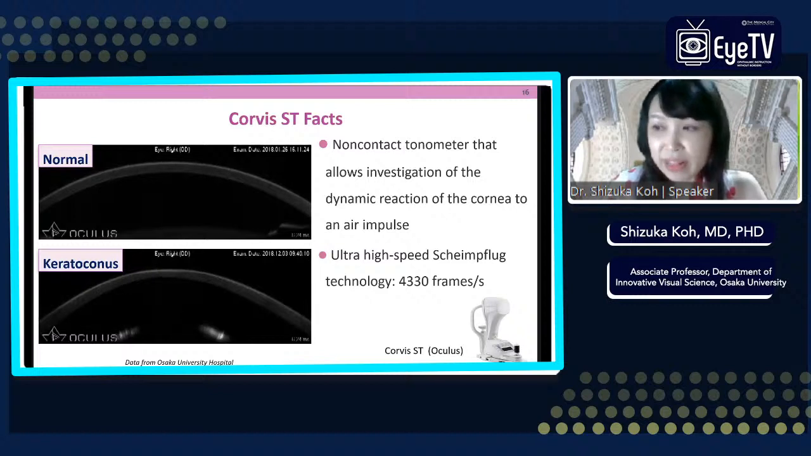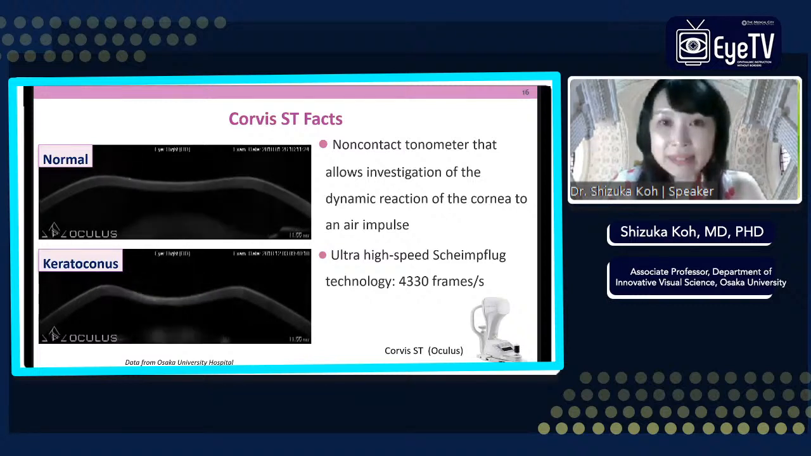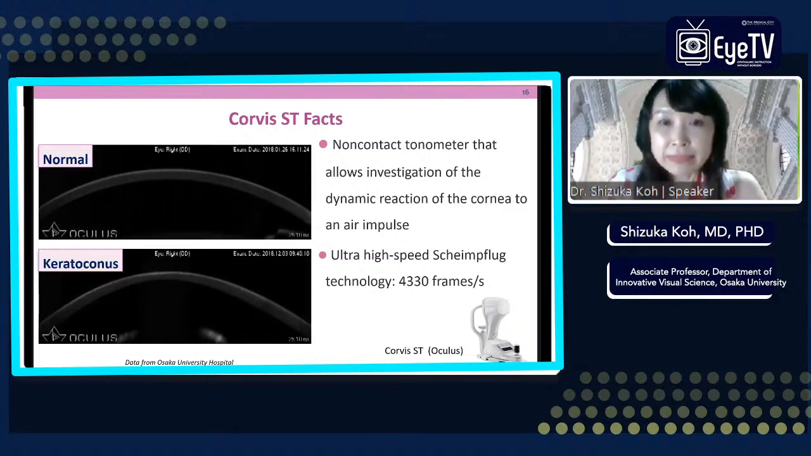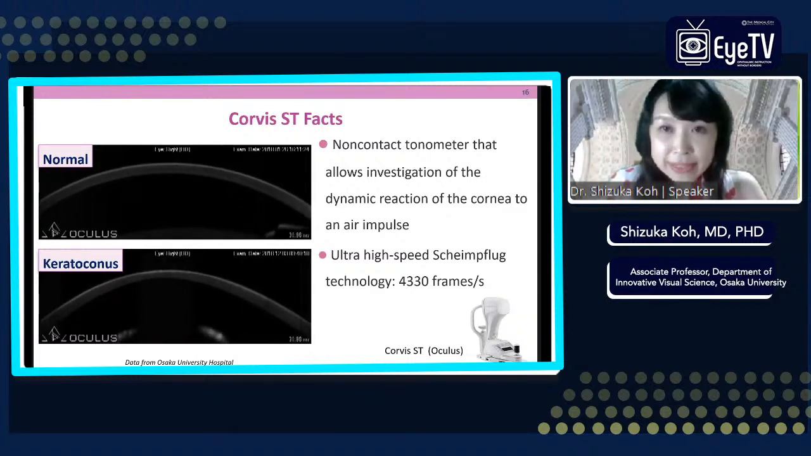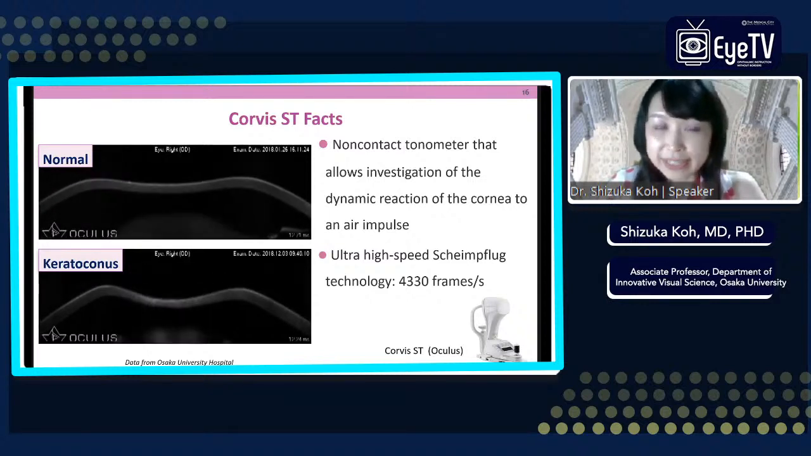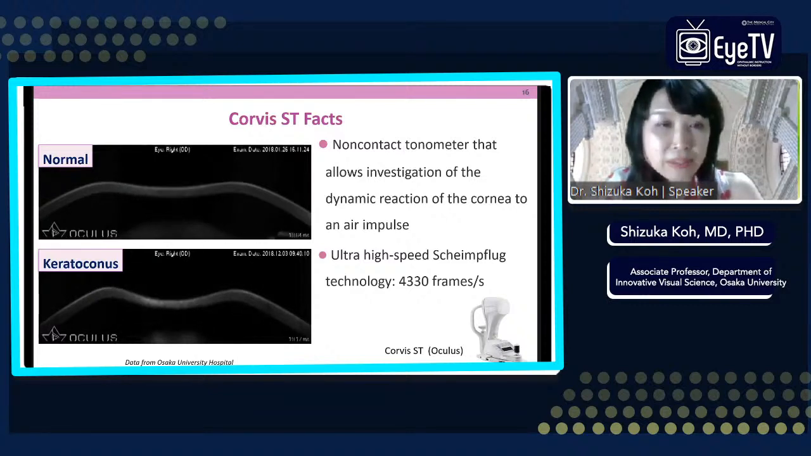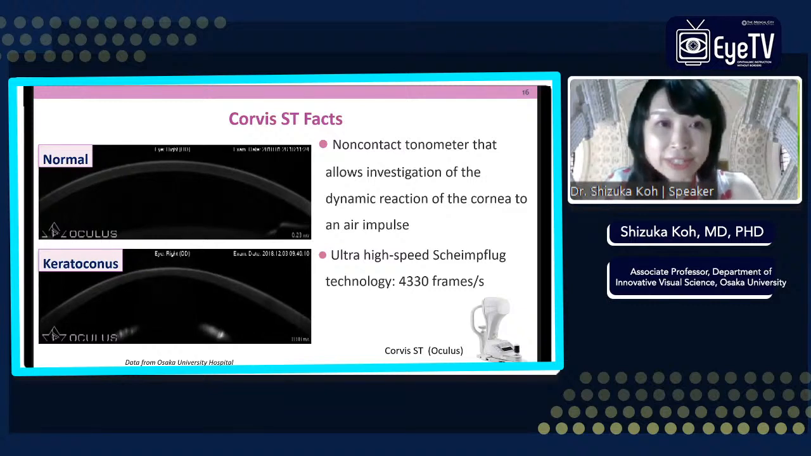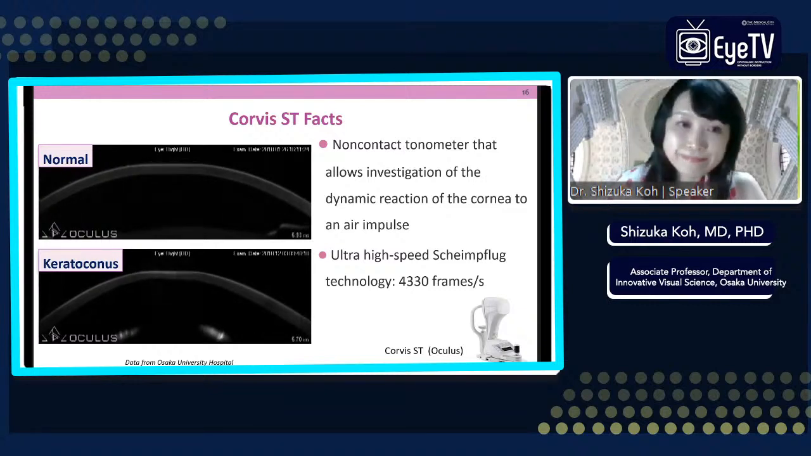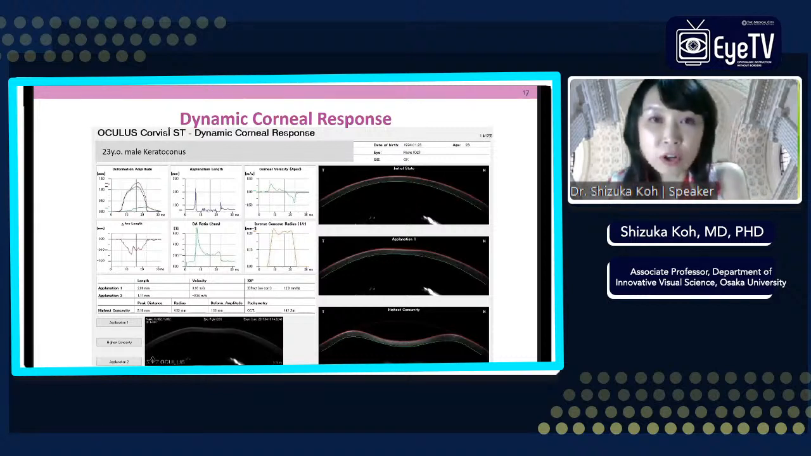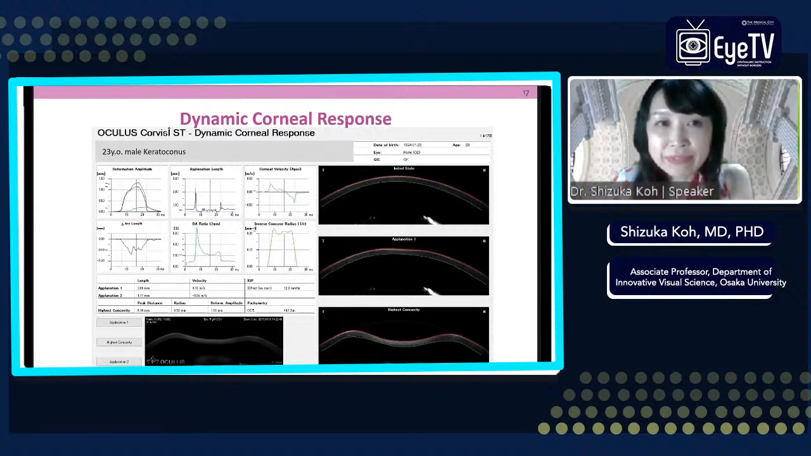Corvis is a novel non-contact tonometer that allows investigation of the dynamic reaction of the cornea to an air impulse. It is based on ultra-high-speed Scheimpflug technology. Shown here are the movies obtained from a normal eye and a keratoconic eye. You can notice the difference. This is a dynamic corneal response display. Several parameters are shown.